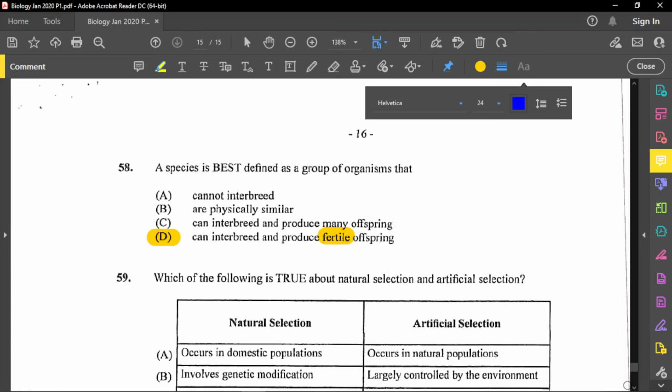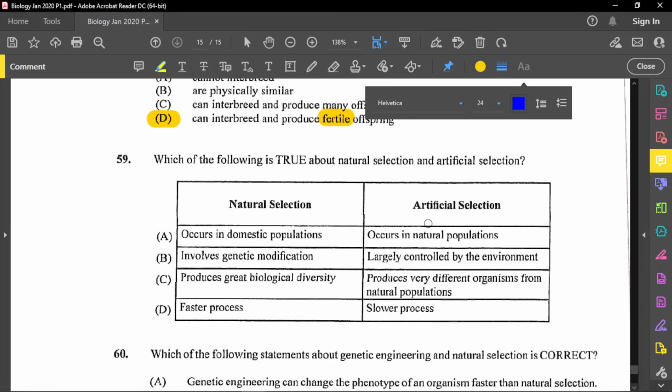59. Which of the following is true about natural selection and artificial selection? Natural selection helps to benefit the organism and environment, and occurs in domestic populations. Not necessarily true, because domestic is a controlled environment. Involves genetic modification. Well, in some cases yes, it can, but it produces great biodiversity. That is also a true statement. And artificial selection occurs in natural populations? No, that is something done by man, more with domestic animals, like making certain breeds of dogs. Largely controlled by the environment is not true. So that's what makes B wrong.